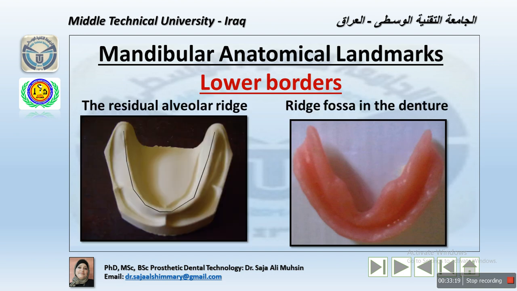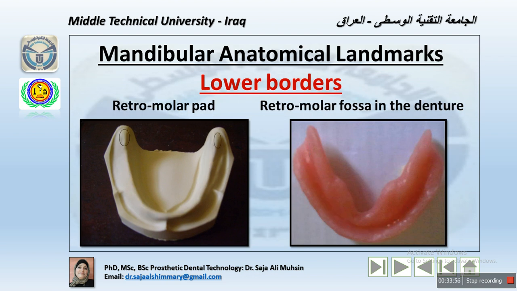The residual alveolar ridge, of course, many theories regard as the primary stress-bearing area, while the external oblique and the mylohyoid ridge are considered secondary stress-bearing areas. So there are many theories about it. However, the alveolar ridge is used to assess the buccolingual position of the lower teeth, and it is important for us to recognize this as a ridge fossa in the denture.